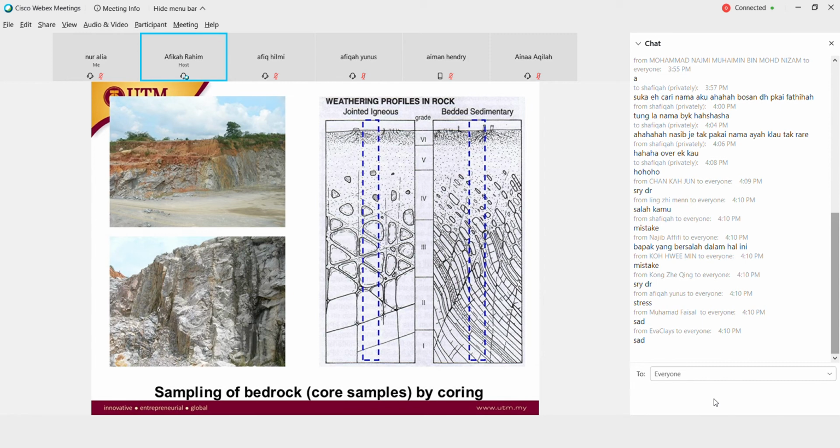Igneous rock, when we do a profile, looks something like this. For sedimentary rock, it's a bit tricky because it's a soft rock, so the rock orientation might be different. But for jointed igneous rock, for example rhyolite or basalt, it will be something like this, very straightforward because it's a very strong rock.